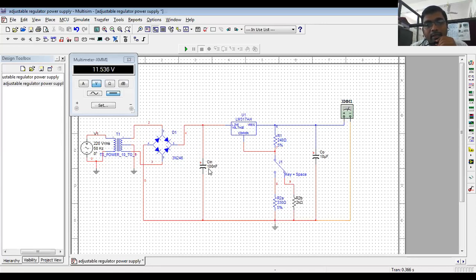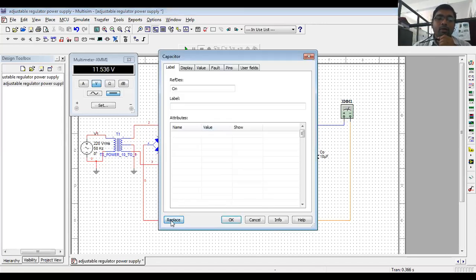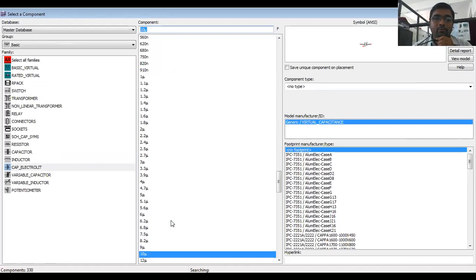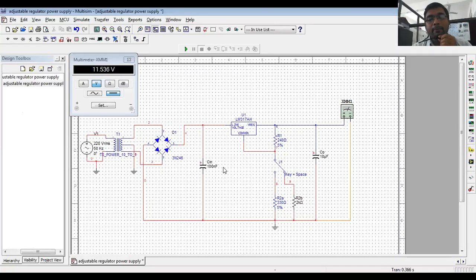Now we have to connect a 100 nanofarad capacitor. Actually it is a 0.1 microfarad. In the database 0.1 microfarad is not available, the minimum is 1 microfarad. So I have taken nanofarad as the unit and converted it accordingly, to the 0.1 microfarad, 100 nanofarad capacitor.